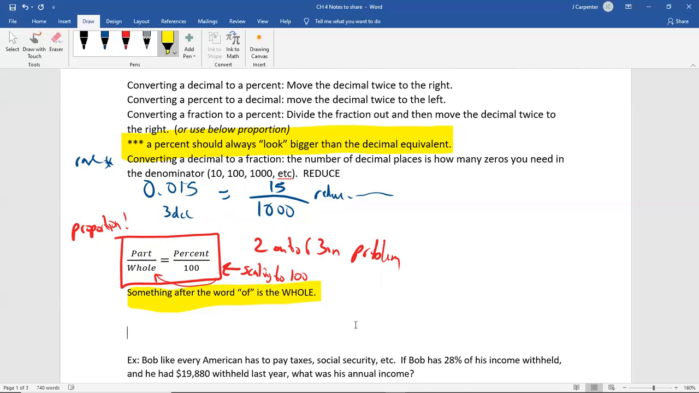All right, Bob, like most Americans, has to pay taxes, Social Security, etc. If Bob has 28% of his income withheld amongst those groupings, so when I say withheld, I'm talking about taxes, Social Security, Medicare, all that stuff, and he had $19,880, so about 20 grand withheld last year. So Uncle Sam took 20 grand from Bob. Bob's probably not happy about that, but there's some other things going on here, so let's not panic yet. What was his annual income?